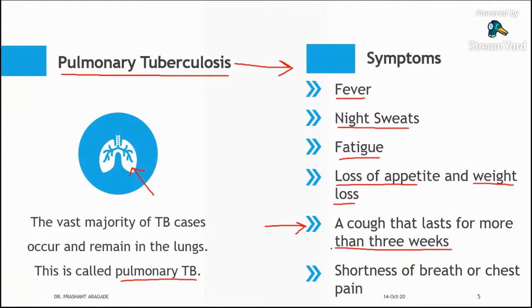Along with this cough and blood present in the sputum, another important symptom is shortness of breath or chest pain.